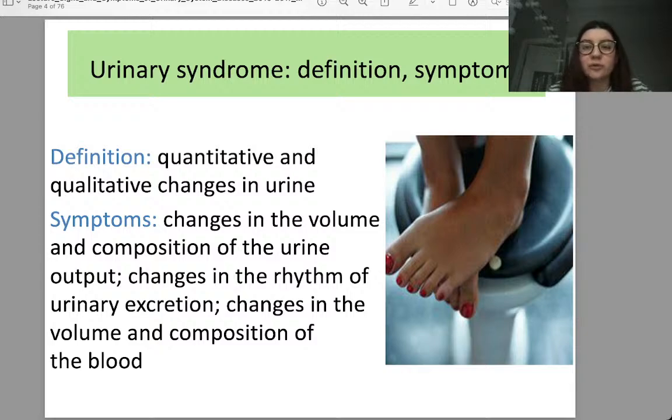The first syndrome for today is urinary syndrome. It is the simplest one, and mostly it is laboratory. Let's define it. Urinary syndrome is quantitative and qualitative changes in urine in a laboratory urine test. Its symptoms are changes in volume and composition of urine output, changes in the rhythm of urinary excretion, and changes in the volume and composition of the blood.